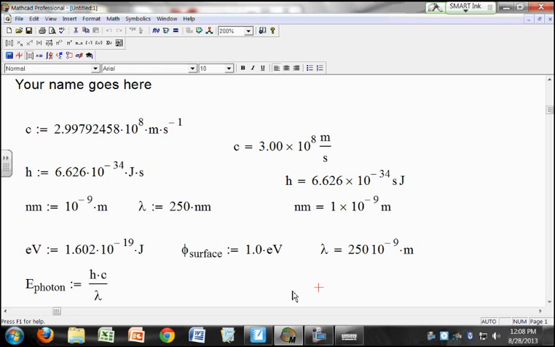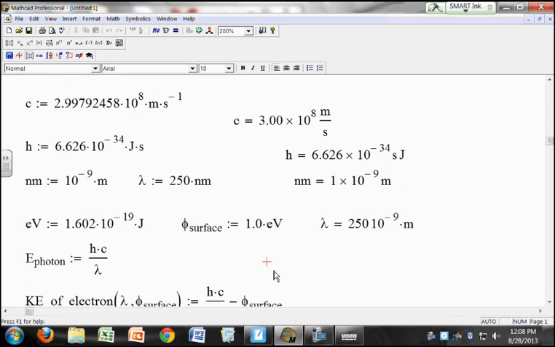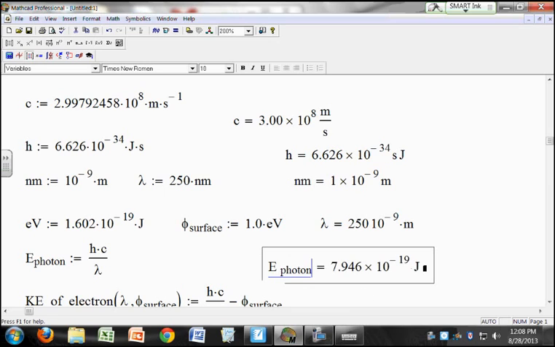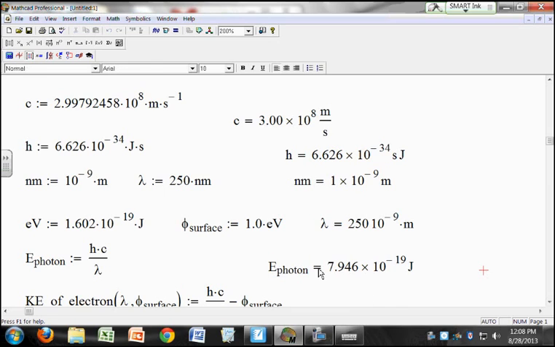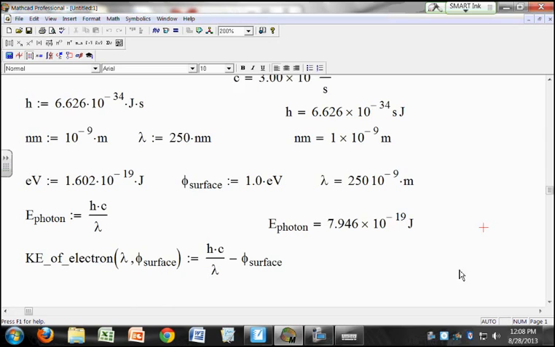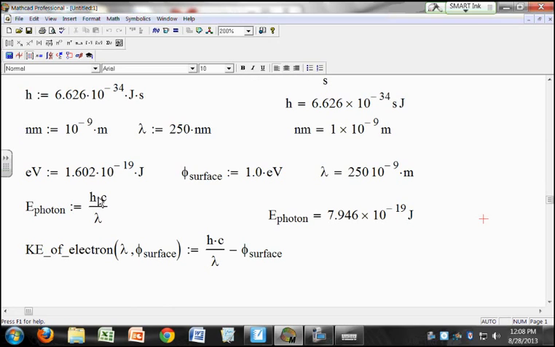Okay, now, what is E photon? It's equal to H times C over lambda, and it gives it to you in joules. So it plugs in H, C, and lambda.